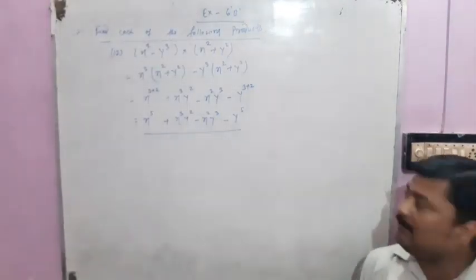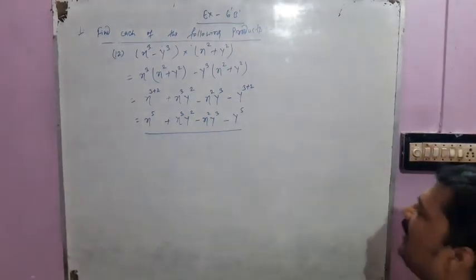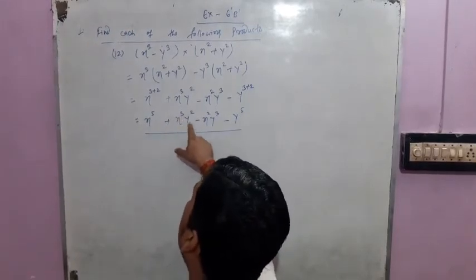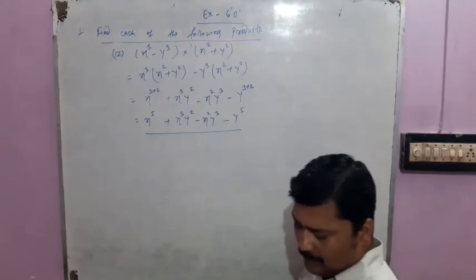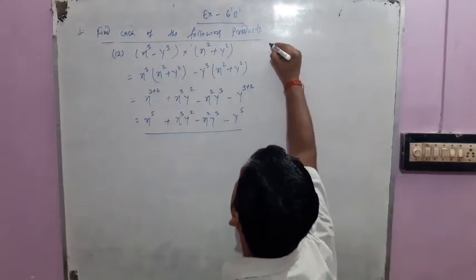So students, when we multiply x cube minus y cube with x square plus y square, our product will be x to the power 5 plus x cube y square minus x square y cube and y to the power 5.